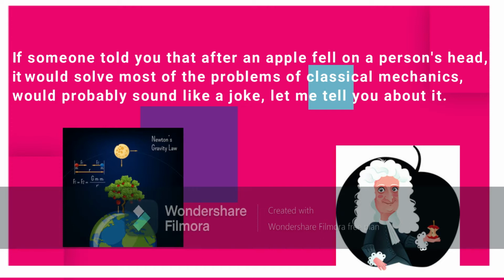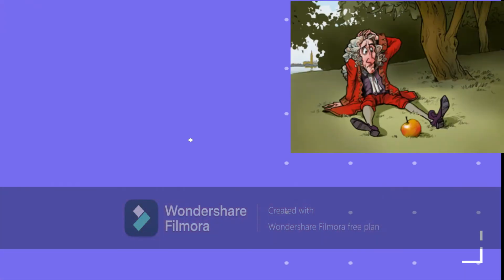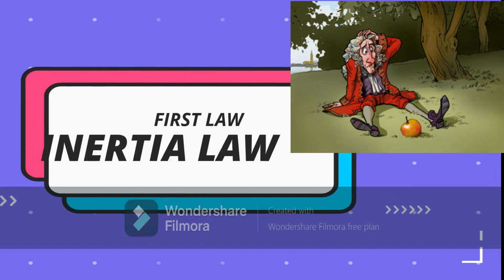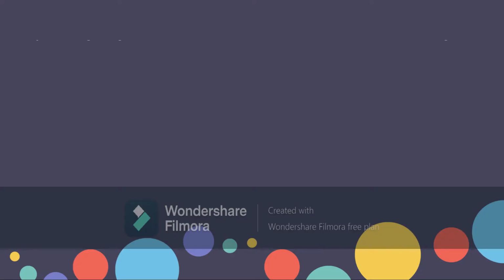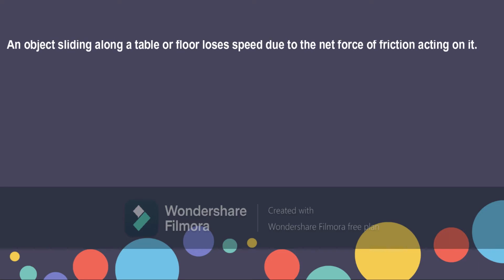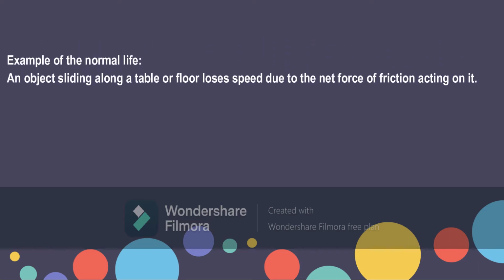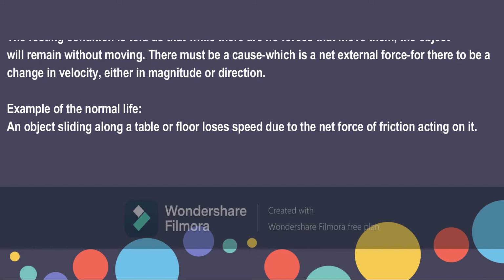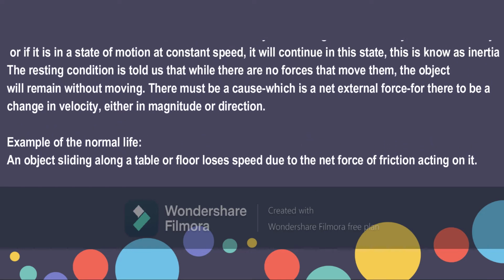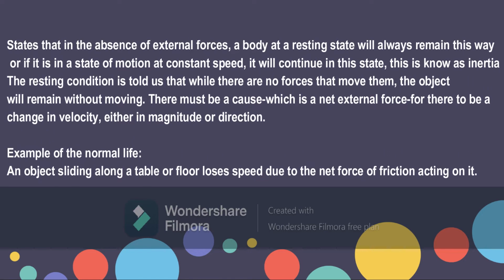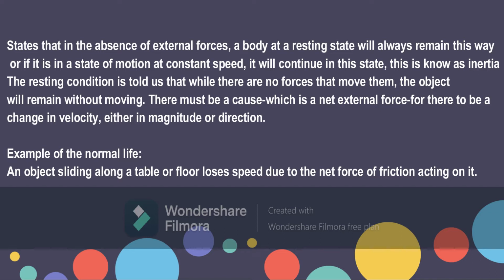Newton's laws of motion are a series of principles that are used to explain the motion of an object. There are three basic laws. Let's start with the first law, the inertia law. This law states that in the absence of external force, a body at rest will always remain that way, or if it is in a state of motion at constant speed, it will continue in this state. This is known as inertia.